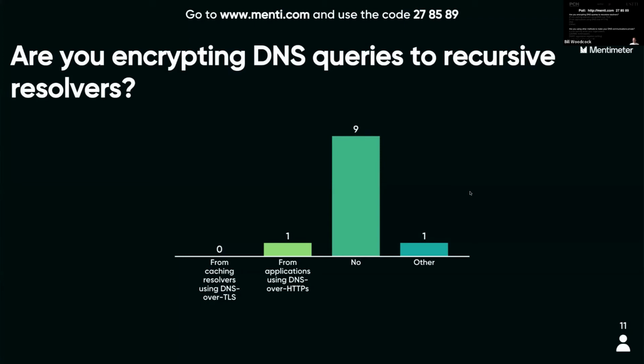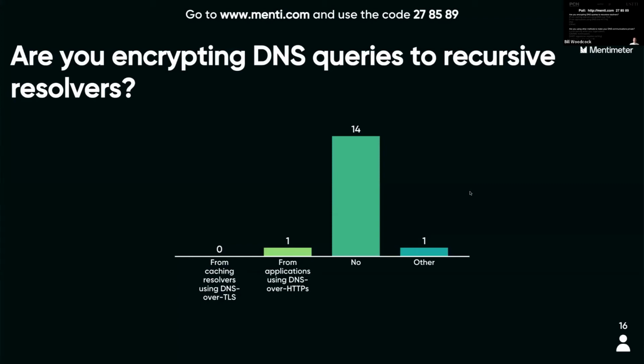Okay, so most people, again, are not running caching resolvers, which explains why they're not doing DNS over TLS from caching resolvers. Looks like one respondent is using Mozilla with DNS over HTTPS, or otherwise doing it from an application. Most people are not encrypting their queries to caching resolvers. So encryption done right is the single biggest thing you can do to give yourself some privacy, assuming, again, that you kind of trust your recursive resolver. All right, let's go on to the next question.